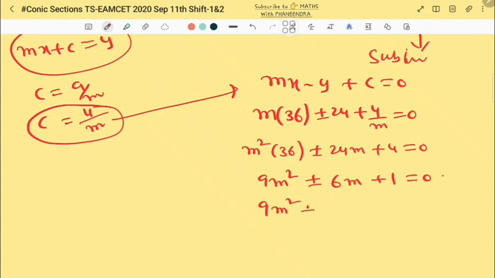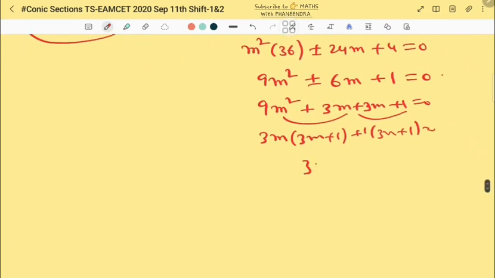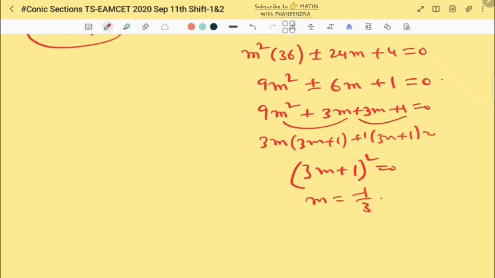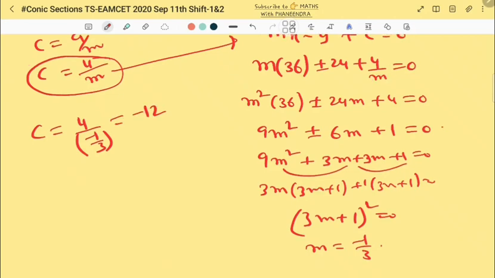9m square plus, suppose if you take 3m plus 3m plus 1, 3m into 3m plus 1 plus 1 into 3m plus 1, that is 3m plus 1 whole square. So m is equal to minus 1 by 3. So if we take c is equal to 4 by minus 1 by 3, if we take it as minus 12 will come.